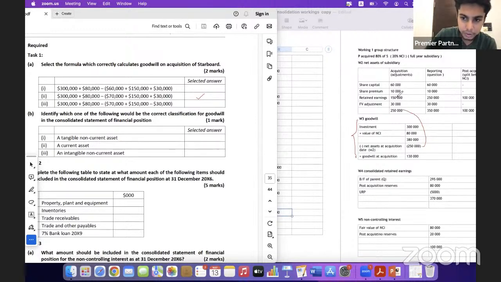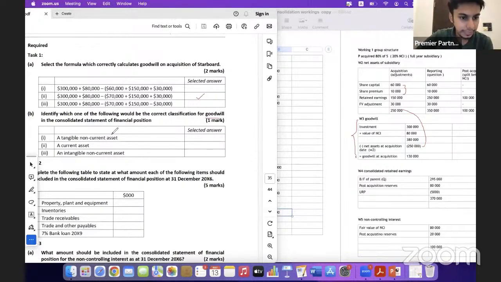60 plus 10 plus 150 plus 30. So 60 plus 10 is what they mention here, 70. This 150 is this 150, this 30 is this 30. So everything added and subtracted. Right, next question, guys. How do you classify goodwill?